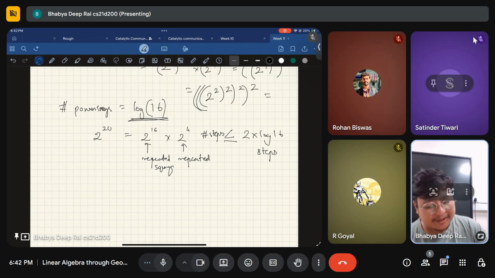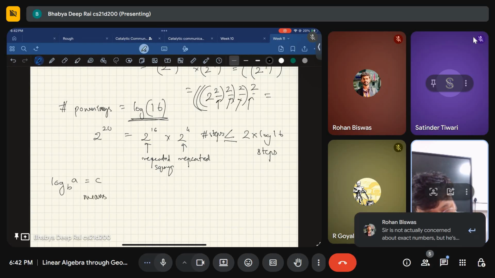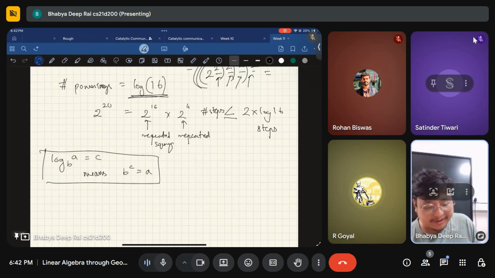So it's like, how do you represent it as a function? Because for 16 you had to do squaring 4 times. So the number of steps to get to 16 from 2 is log of 16, because log of a base b equals c means that b to the c equals a. This is the meaning of log.